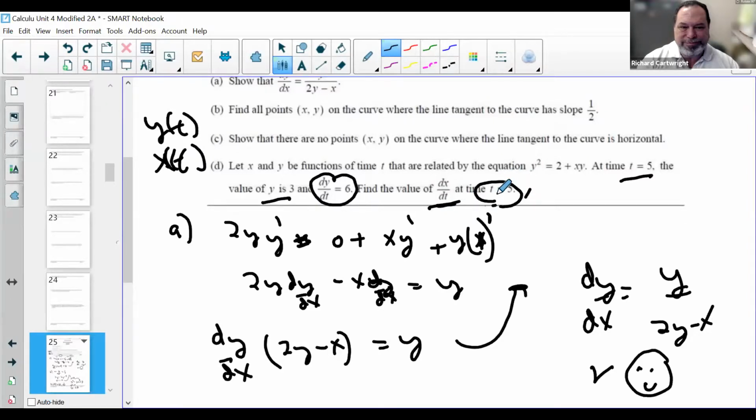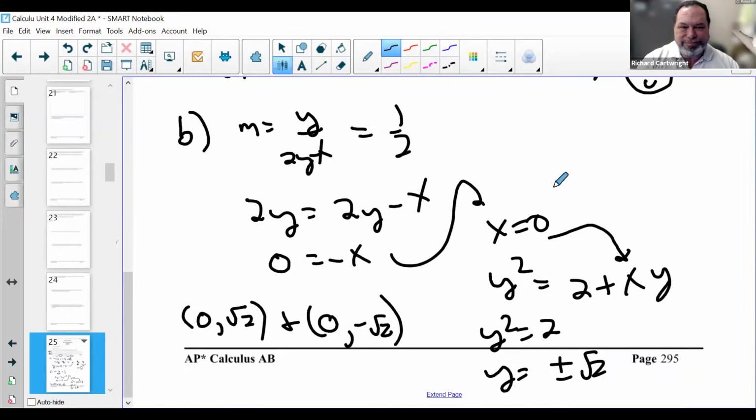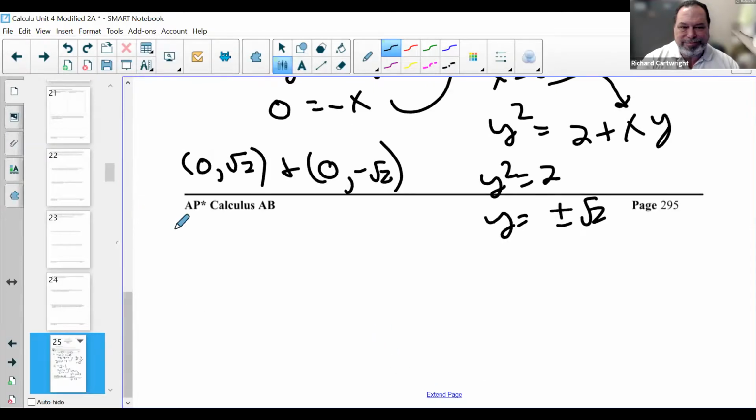So let me write the equation. Y squared, this is going to be d. This will wrap it up here. Hope you're enjoying it like I am. I'm having fun.